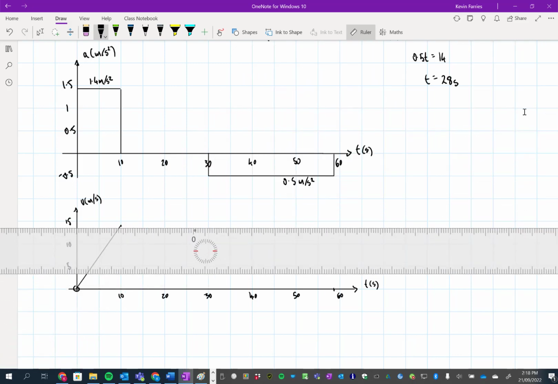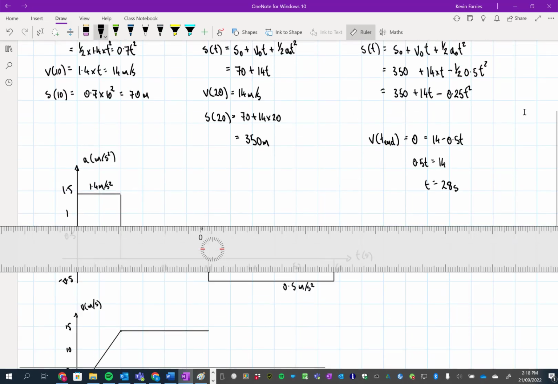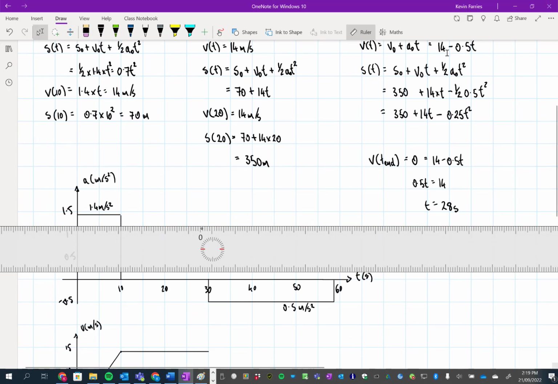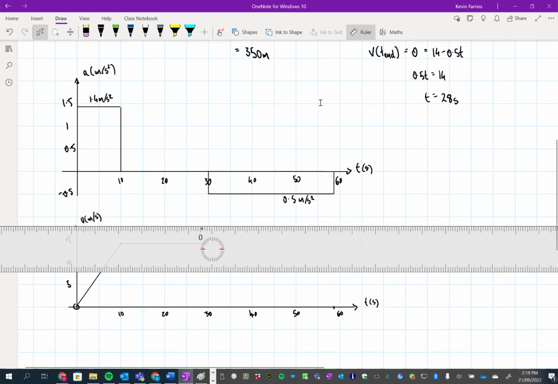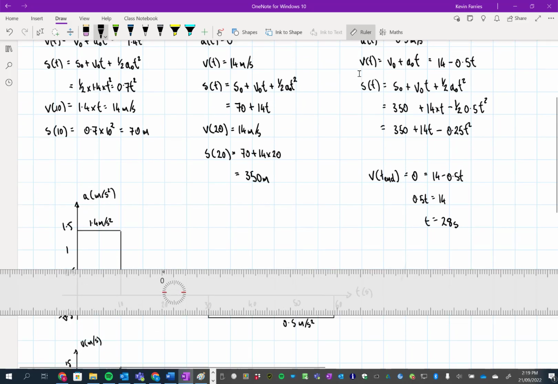Then it stays at constant velocity, so it stays at the same velocity for 20 seconds. So that's going to take us up to 30 seconds. And then it's decelerating by half a meter per second every second, because the deceleration was 0.5 meters per second squared. And so every 10 seconds it would drop by 5 meters per second. Is that correct?